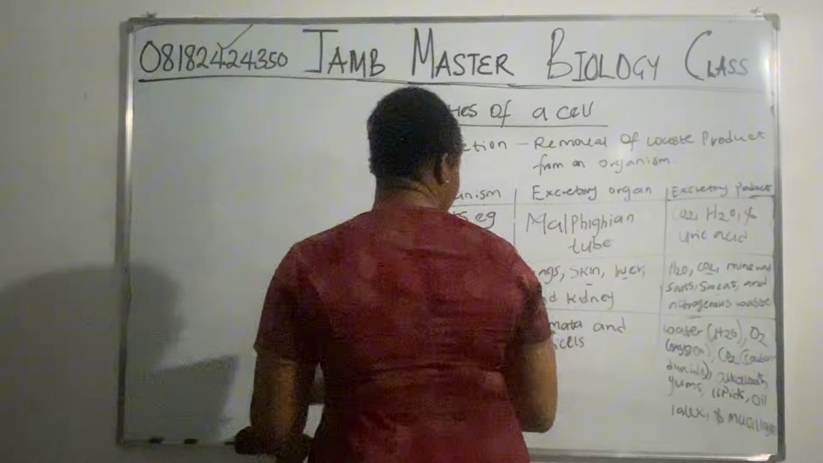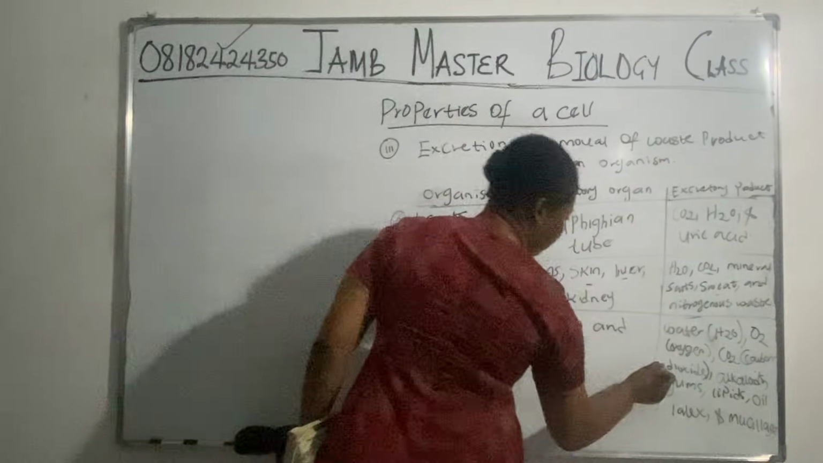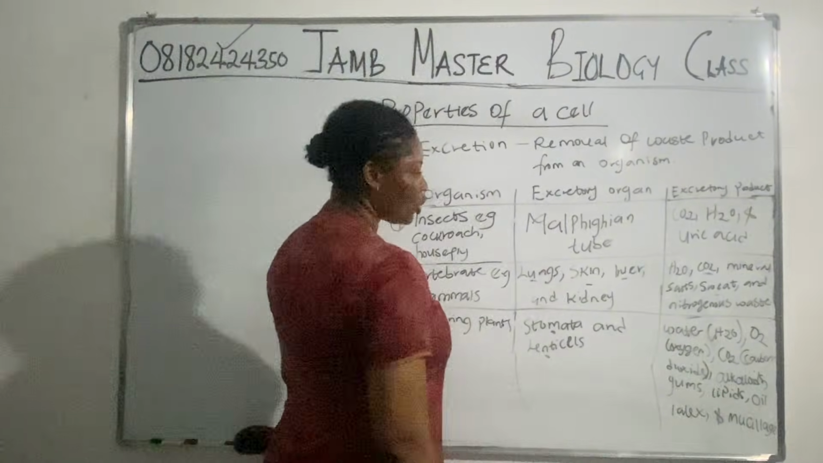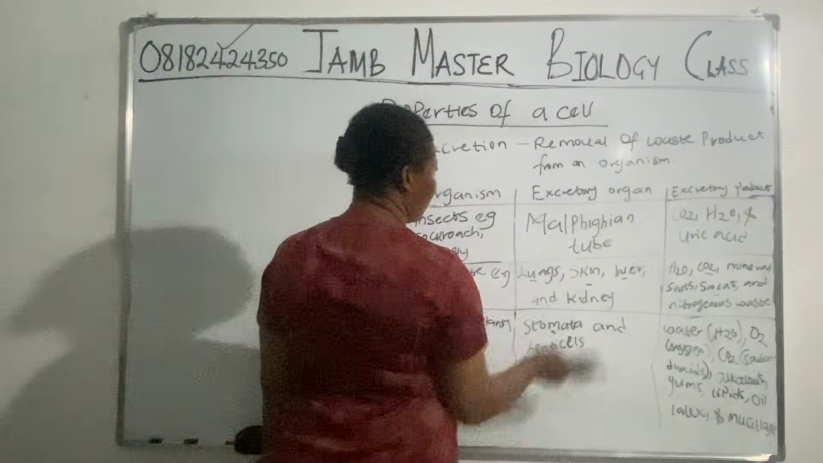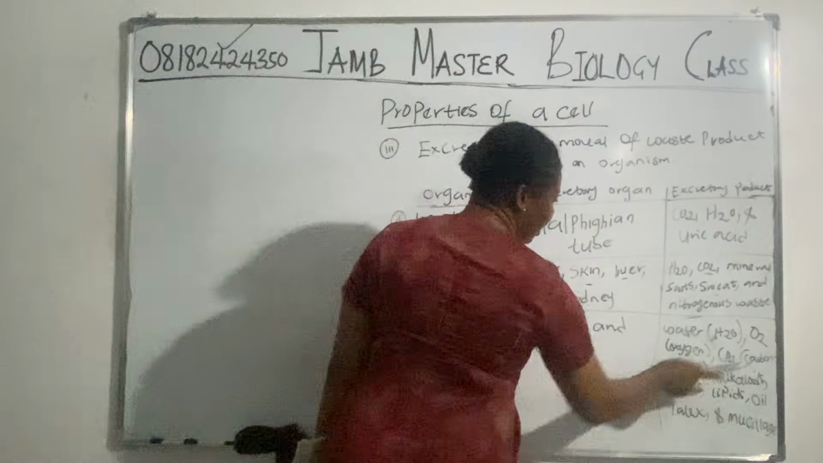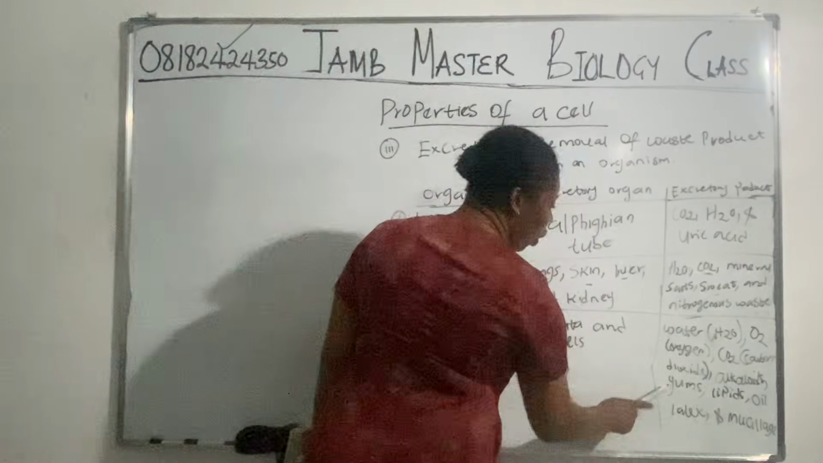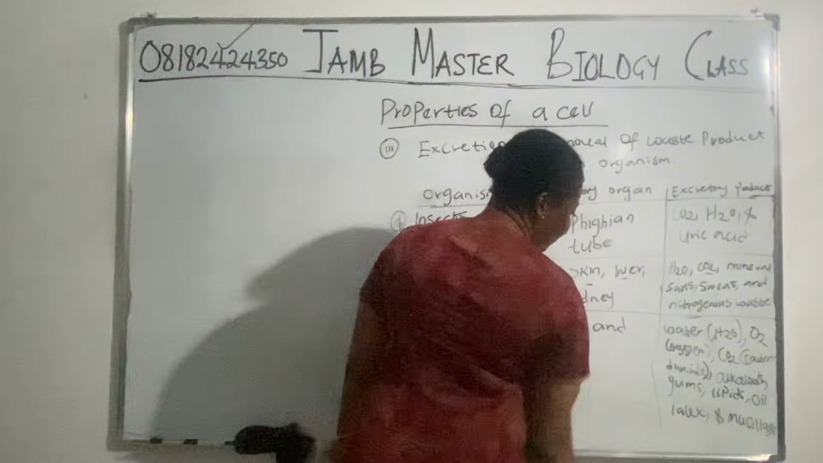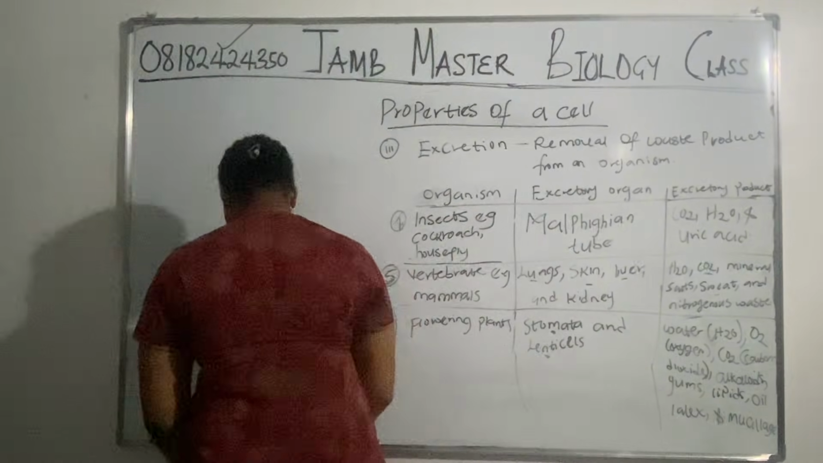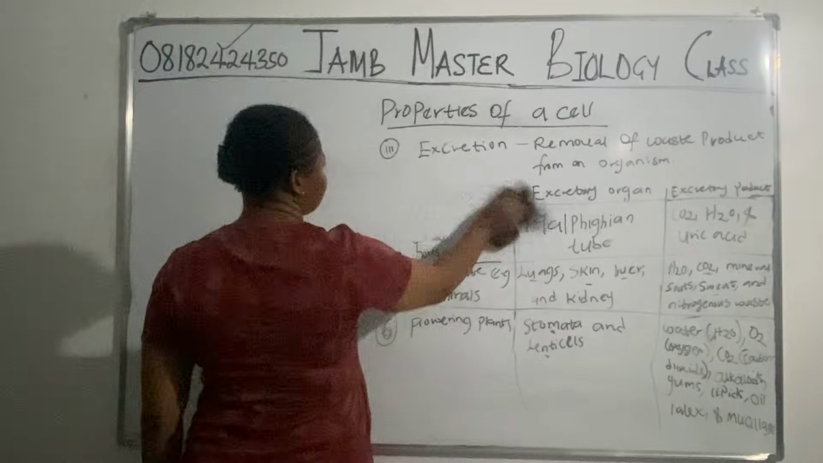So this is for plants. I hope that we can see it. So for plants, we have stomata and lenticels as their excretory organs. And the products, we have water, carbon dioxide, alkaloids, gums, lipid, oil, latex, and mucilage. So we are going over to the next.